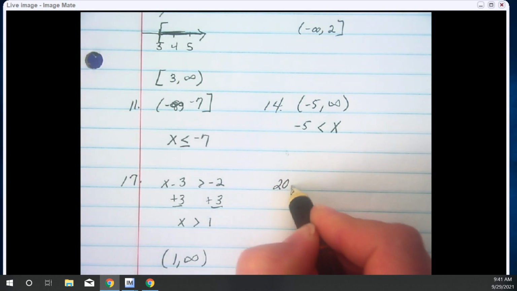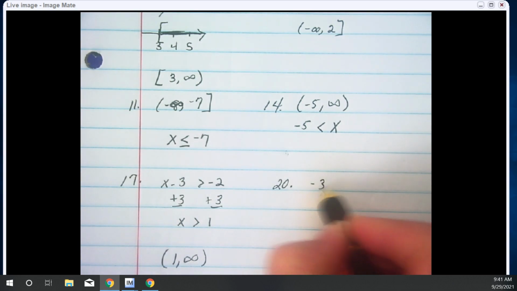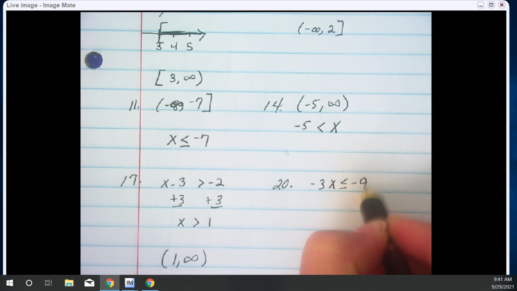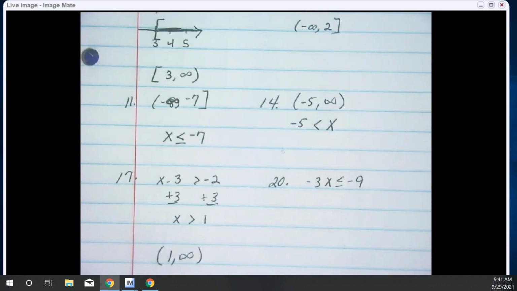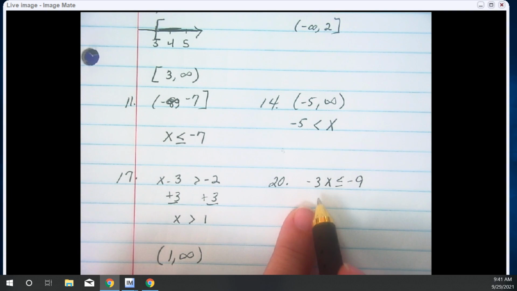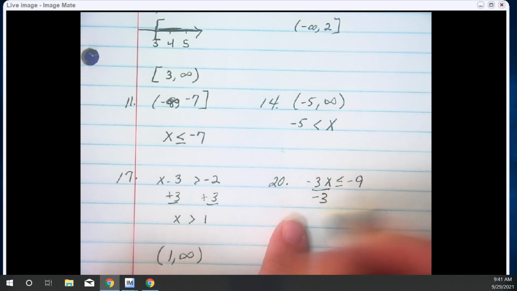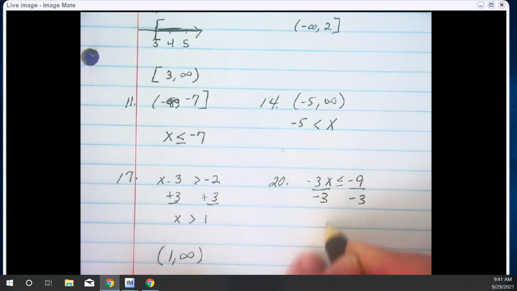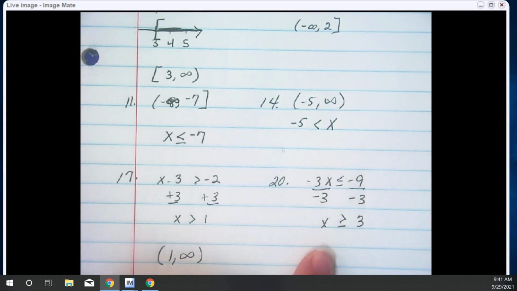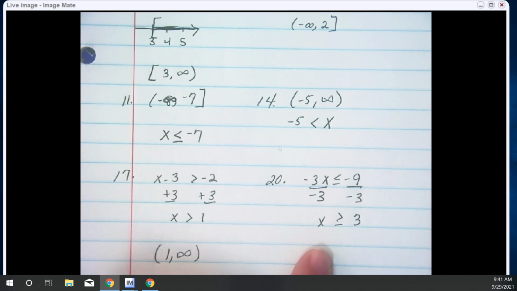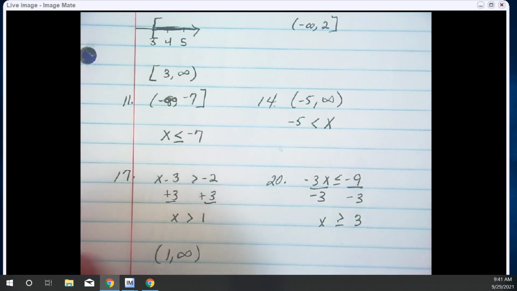What is the trick when you are multiplying and dividing? Oh, you flipped the sign. Always? No. If the negative is with the x value and you are multiplying, or in this case dividing, by the negative, you flip the inequality symbol. So x is greater than or equal to 3. Does anybody know why we flipped that?